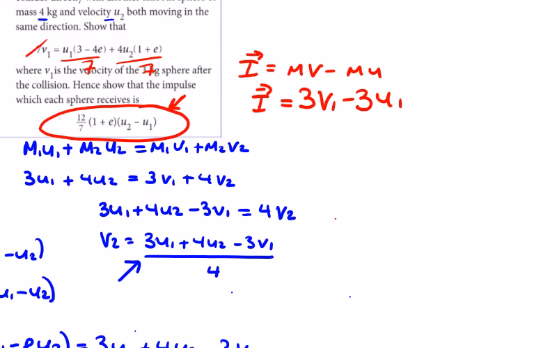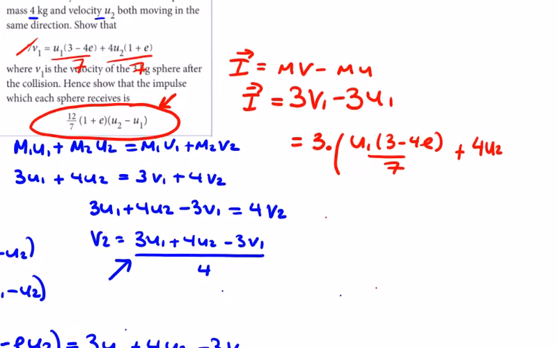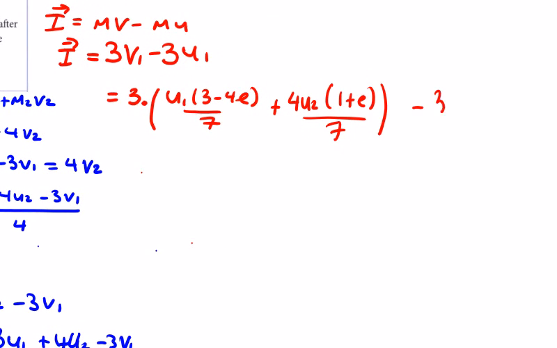I think that might be the way into this question, so therefore it is going to be 3 times v1, which is u1 times (3 minus 4e), and we're saying that's over 7. And then plus 4u2 times (1 plus e), also over 7. And then I'd have to take away 3u1.